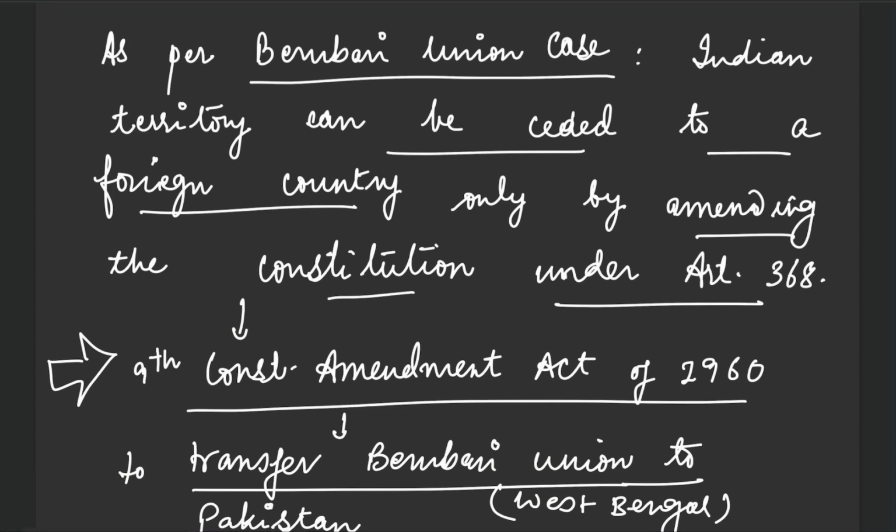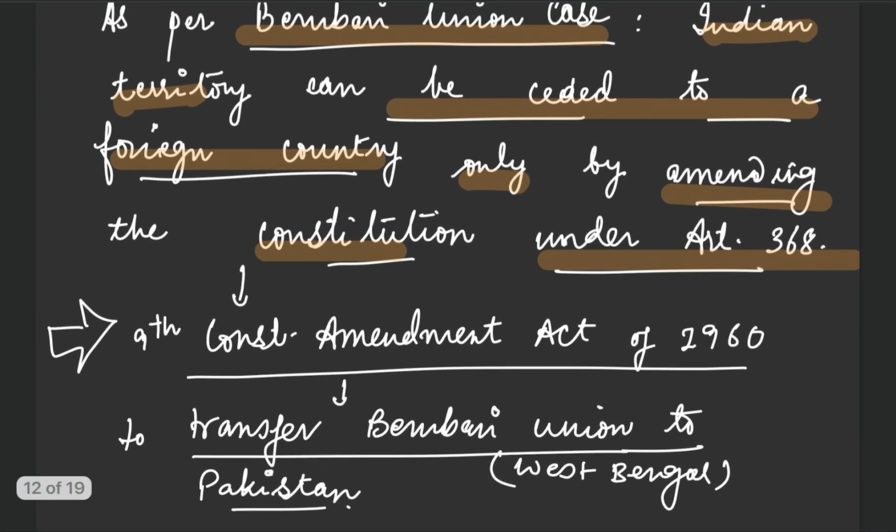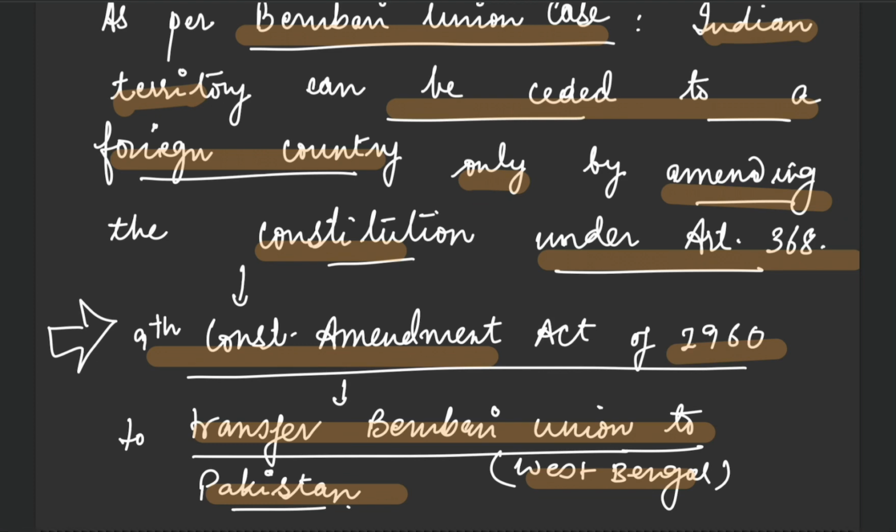Another important thing that we can note down here is, as per the Berubari Union case, Indian territory can be ceded to a foreign country only by amending the Constitution under Article 368. So we have to understand the importance of the Berubari Union case. So what was the context here? The 9th Constitutional Amendment Act of 1960 would transfer the Berubari Union in West Bengal to Pakistan. So that was the case. It needed an amendment. You cannot cede a part of a territory of India to a foreign country without amending the Constitution. So likewise, the 9th Constitutional Amendment came into being, and Berubari Union, part of West Bengal state, was transferred to the erstwhile Pakistan, East Pakistan, now Bangladesh.